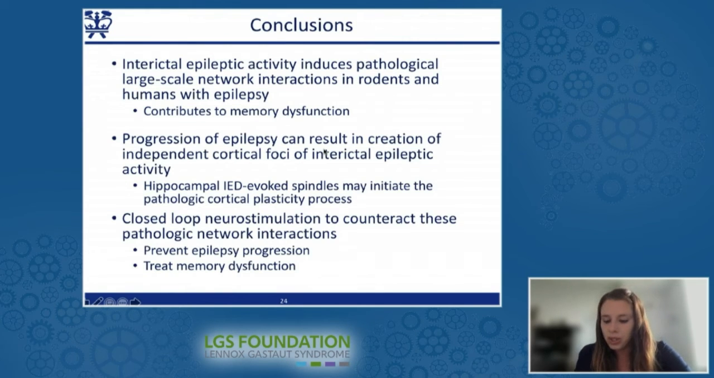So in conclusion, what I've tried to show you today is that interictal epileptic activity induces pathologic large-scale network interactions. We found this interaction in rodents, but it also happens in humans with epilepsy, and it contributes to memory dysfunction. And the progression of epilepsy in our models can result in creation of independent cortical foci, and this may be how epilepsy can spread and recruit more areas as it progresses, and that there is some promise for closed-loop neurostimulation to try and counteract these pathologic network interactions.